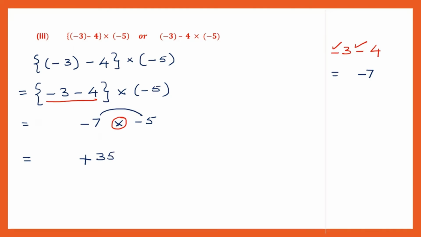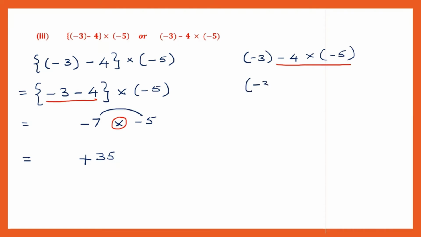Now let's work out what is on the right hand side. Here I have minus 3, minus 4 into minus 5. So according to BODMAS, we need to work out multiplication first. That means I need to work out this first. Multiplication, that means minus 3 will remain as it is. So let me write minus 3 as it is. Now this let me work out.